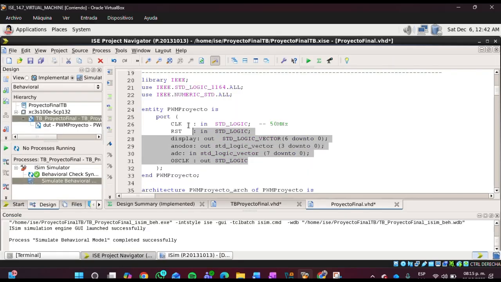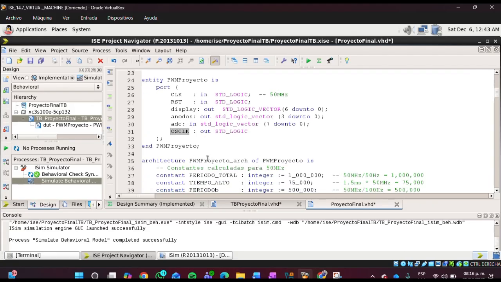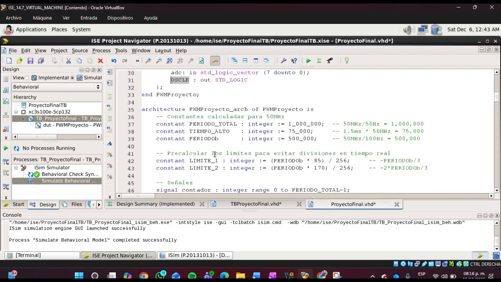First of all, we have our input and output signals: the clock of the Basys 2 FPGA working at 50 megahertz, the reset button, the asynchronous reset button, the display that shows the results of the degrees, and a vector that helps us with the multiplexing of the displays, the input of the ADC, the analog to digital converter, and an output that is going to give us the PWM signal to the servo motor.